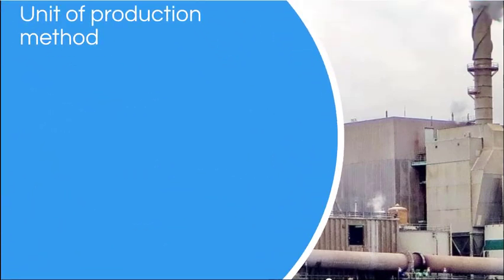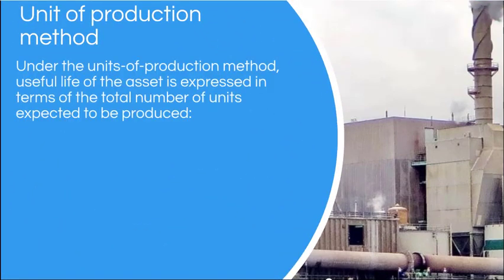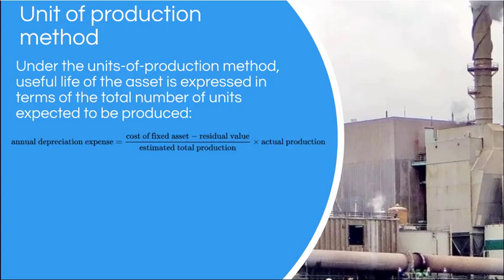So the next method is the unit of production method. Under the unit of production method, the useful life of the asset is expressed in terms of the total number of units that you expect to produce from the asset. If you produce more units, you can recognize more depreciation for the year. If you produce relatively fewer units, you can recognize a relatively low amount of depreciation.